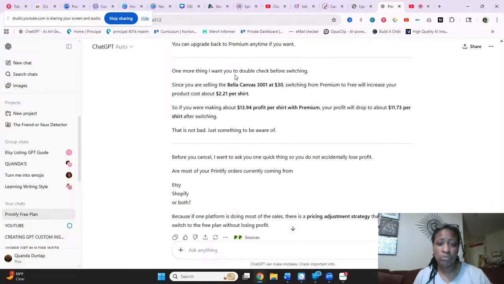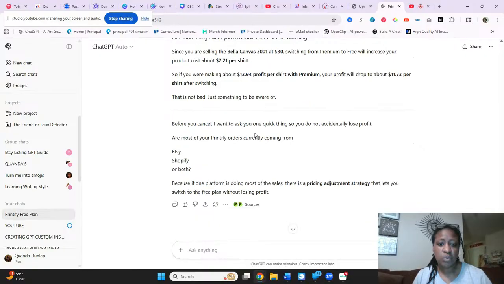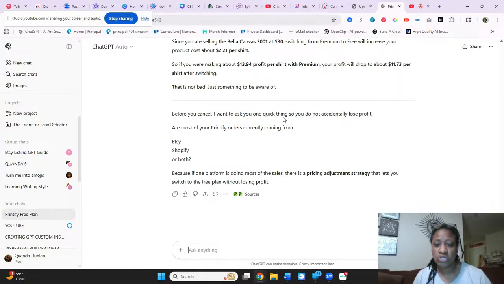One thing I want to double check before switching. Since you are selling the Bella Canvas at $30, switching from premium to free will increase your costs to about $2. Okay, we got this. So if you were making 13 profit, you'll be making 11 profit. Again, I got it. I get it. That is not bad, just something to be aware of. Before we cancel, I want to ask you one quick thing so you don't accidentally lose profit. Are most of your Printify orders currently coming from Etsy, Shopify, both?